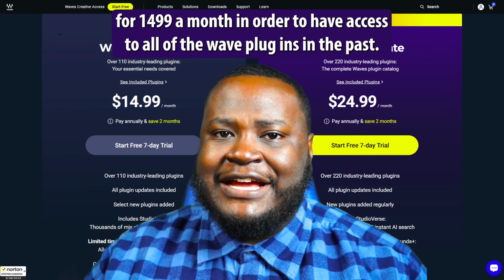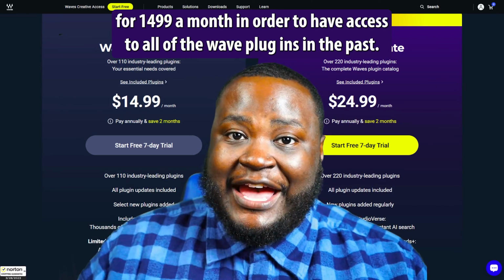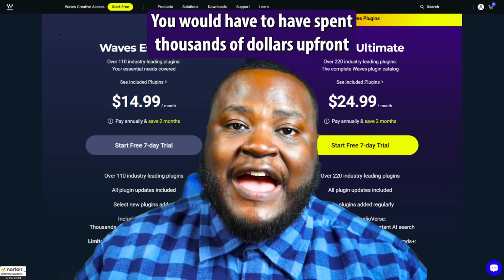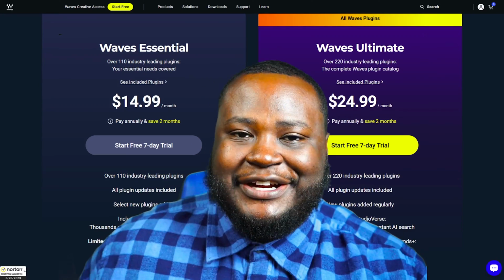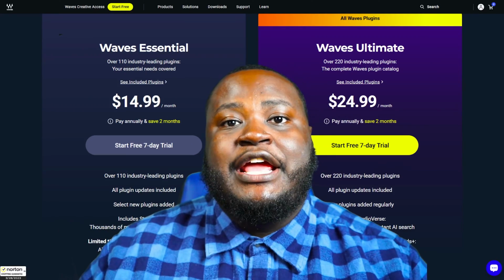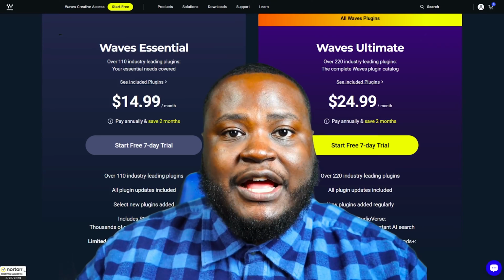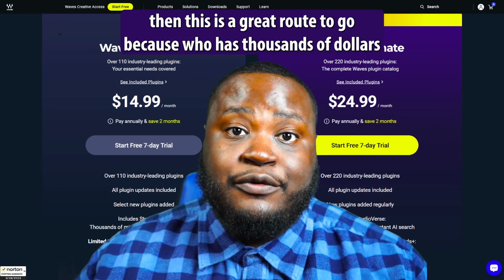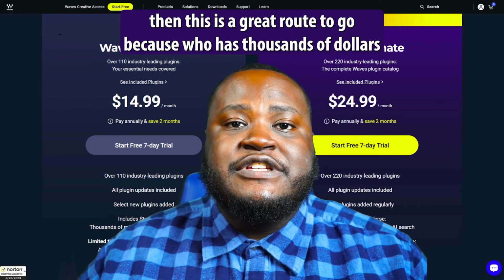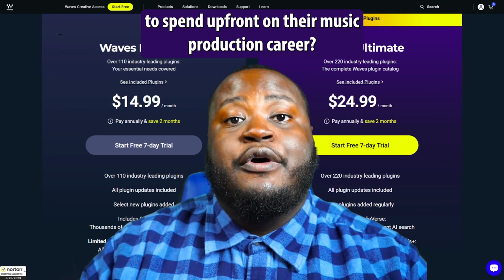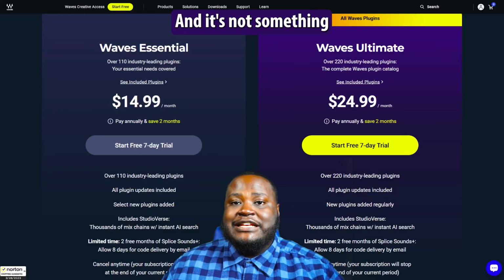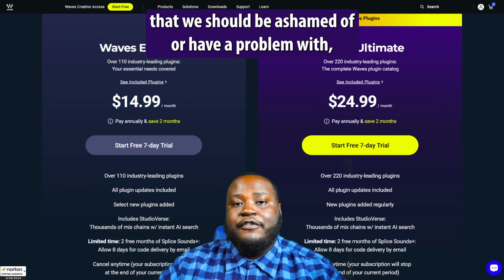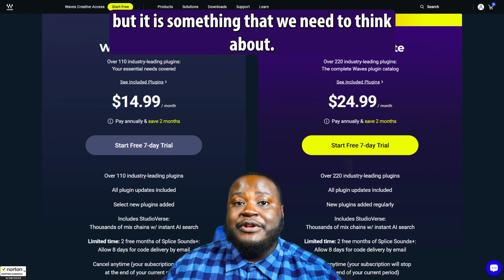In order to have access to all of the Waves plugins in the past, you would have to have spent thousands of dollars up front or have a really good torrent link. But if you don't have a really good torrent link and you want to be legitimate in your usage of the Waves plugins, then this is a great route to go, because who has thousands of dollars to spend up front on their music production career? Not many of us. And it's not something that we should be ashamed of or have a problem with, but it is something that we need to think about.